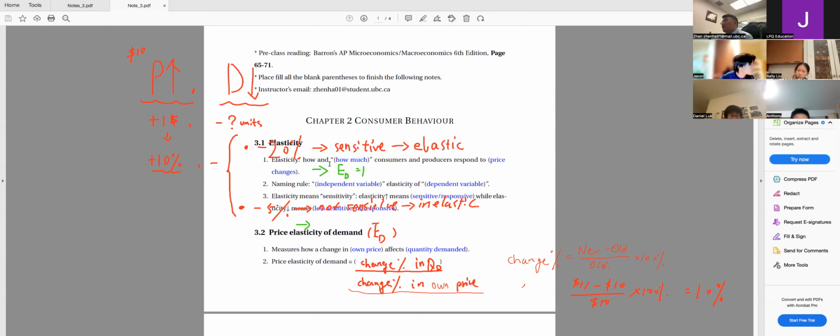But what is the ED here, guys? What is the ED for my first example? You just plug these two numbers, 10% and 20%, into this formula. Then you tell me what the elasticity coefficient is for my first example. Okay, Jason, what is the elasticity coefficient for my first example?